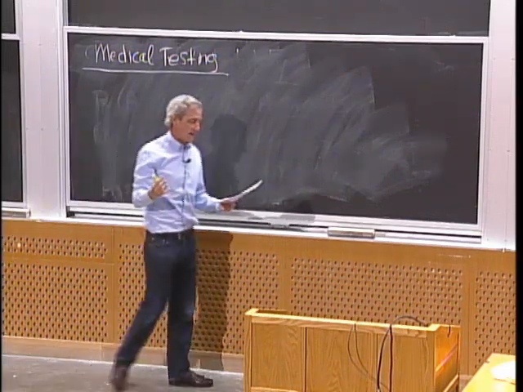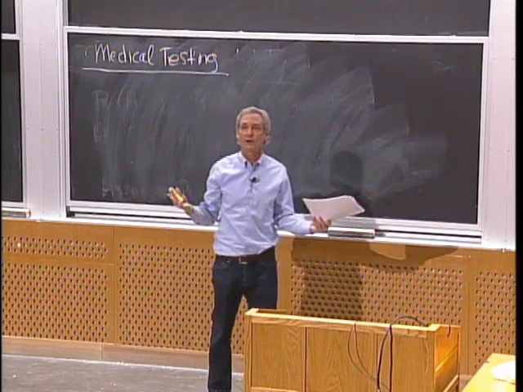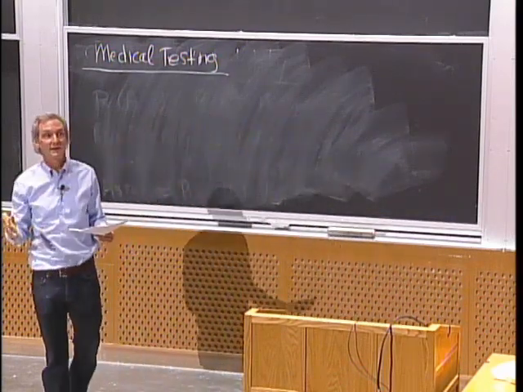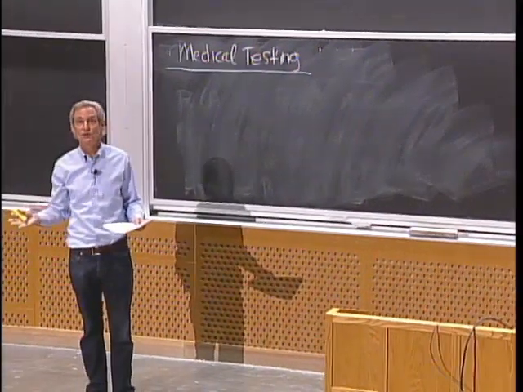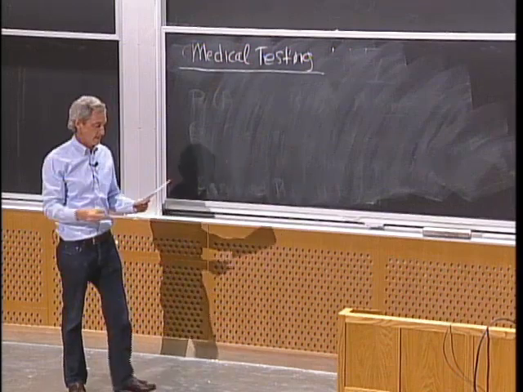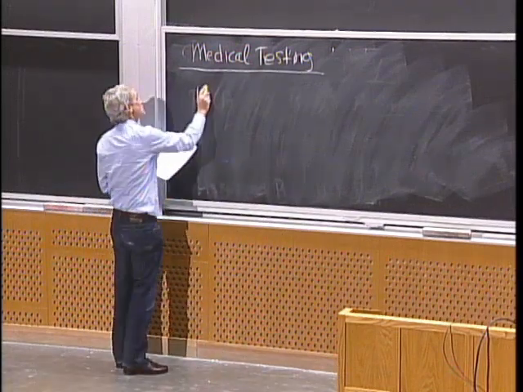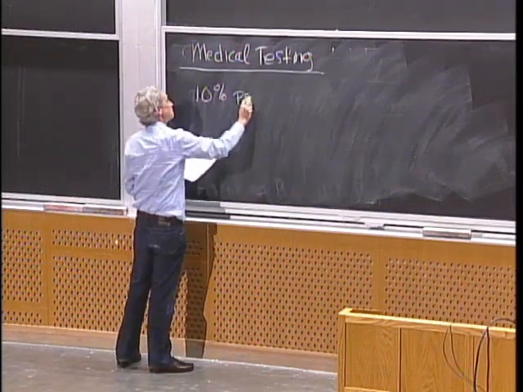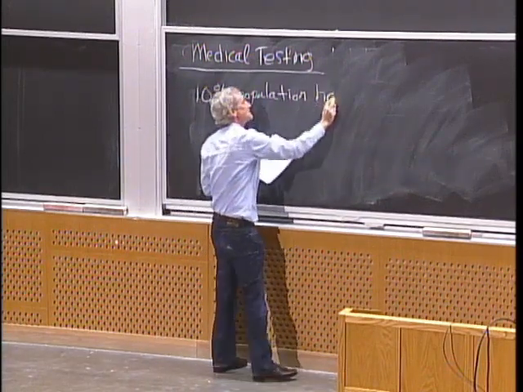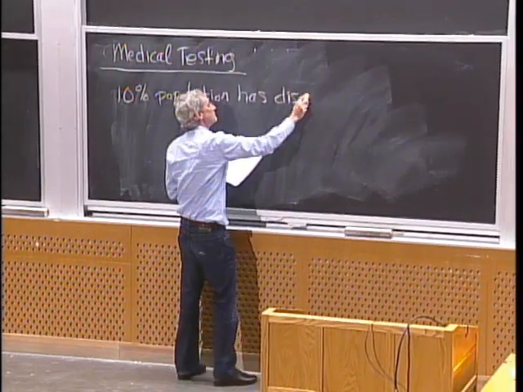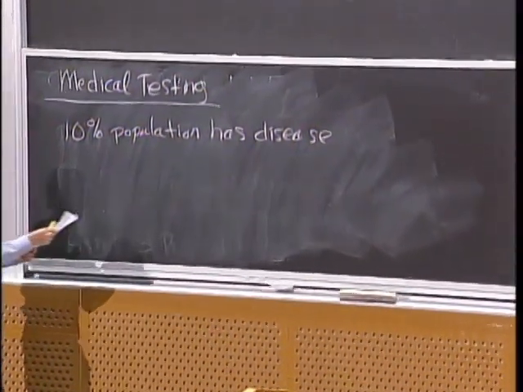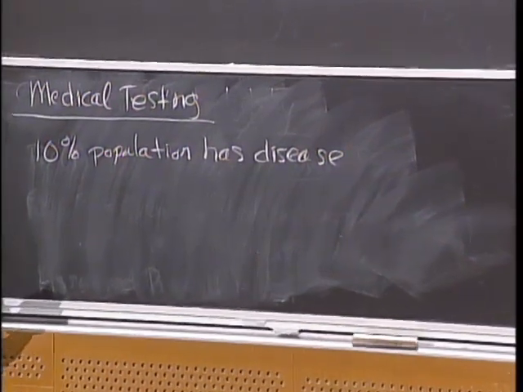There's a disease out there, and you can have a test for it. But like most medical tests, they're not perfect. Sometimes when it says you've got the disease, you really don't. And if it says you don't have it, you really do. So in this case, we're going to assume that 10% of the population has the disease, whatever it is. And you don't get symptoms right away, so you have this test.